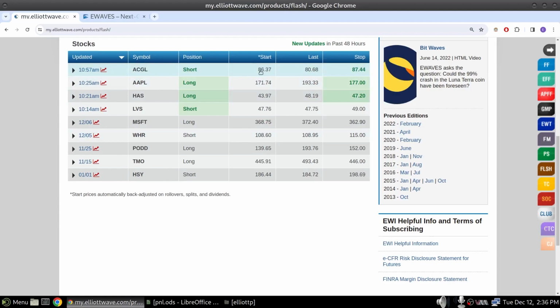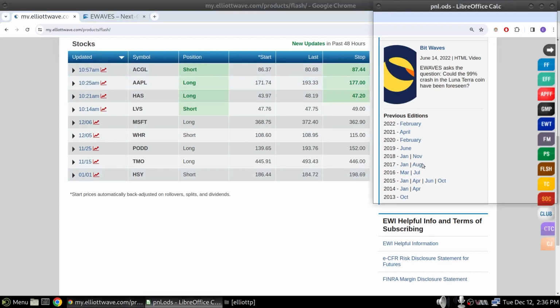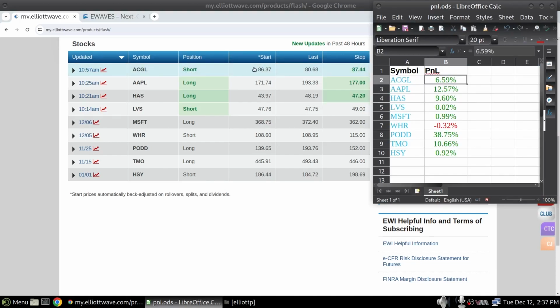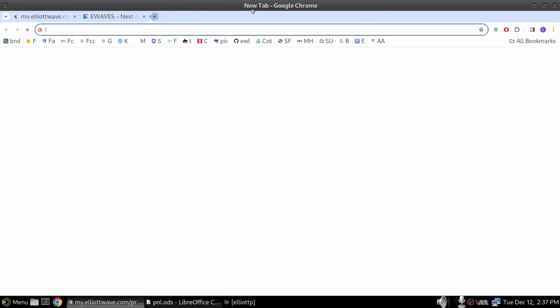In fact, based on the start prices and the last prices here, I calculated a P&L. Let me pull it up and I can put it right next to here. And as you can see, the short positions and the long positions are quite different. Like this long position here in Apple is up about 13%, this long position in PODD, up almost 40%. All these high moving positions are on the long side. The one exception, I suppose, would be ACGL, which is a short position, up almost 7%. But that's because the market has been largely moving up.